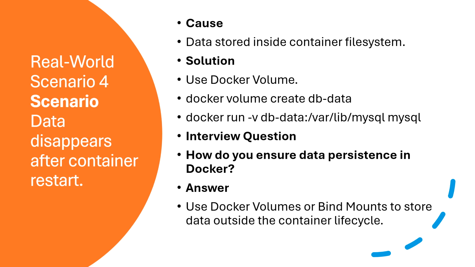We'll go to the next scenario. After restarting a container, the data is disappearing. Why? Because data is stored inside a container's file system, and containers are ephemeral. That means when containers are deleted, data inside them is also lost. We had earlier discussed Docker volumes in part 1, and the solution is the same. We would be using Docker volumes here. We would run docker volume create db-data and docker run -v db-data and then the path.